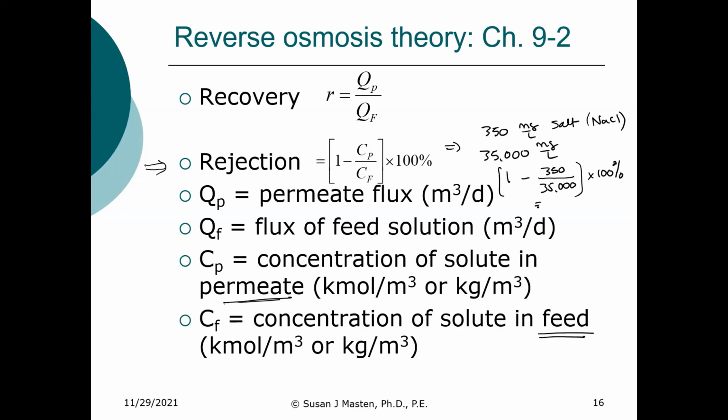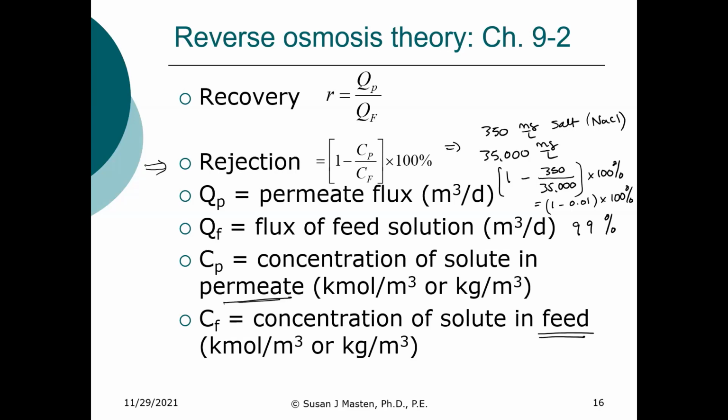is equal to 1 minus 0.01 times 100%, which is 99%. Okay, so 99% may sound like really good removal, but we still have 350 milligrams per liter of salt in our solution. So you can imagine when we're looking at really pure water in our product stream, we need to achieve significantly greater than 95% rejection.